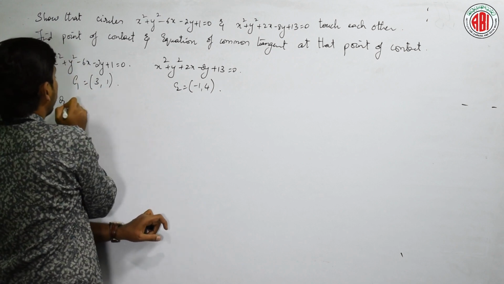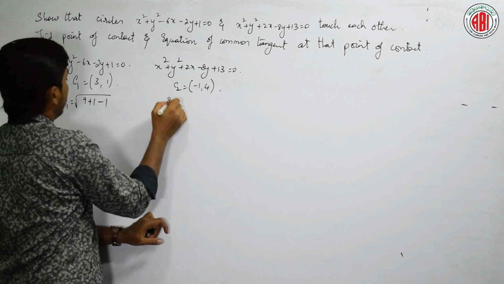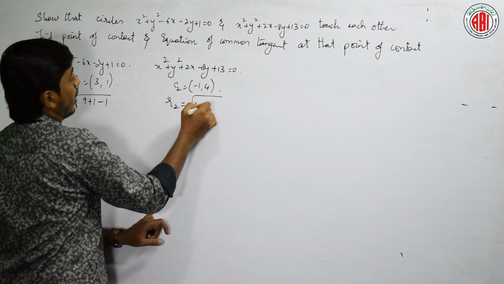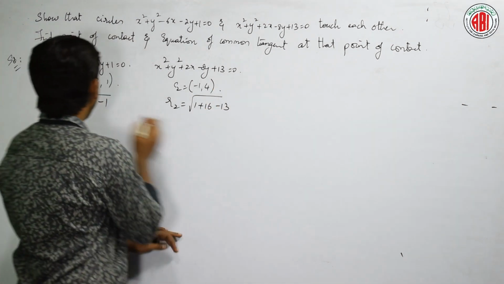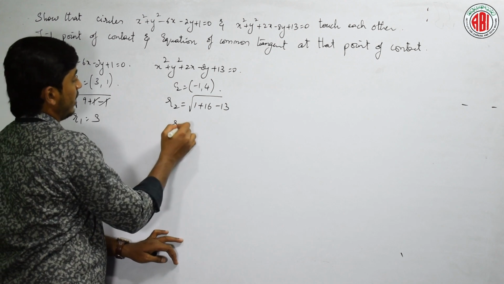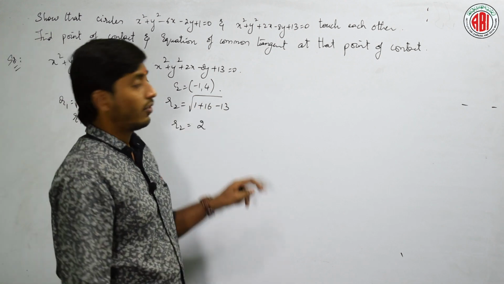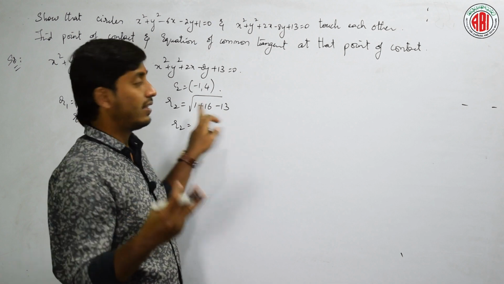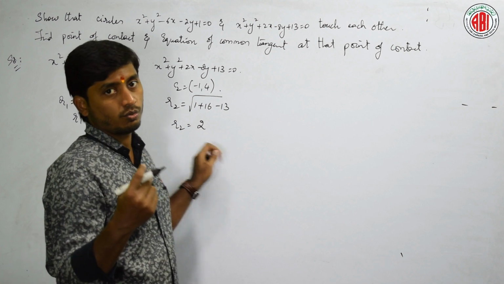And next R1 is under root 9 plus 1 minus 1, and here R2 is under root 1 plus 16 minus 13, clear. So what do we get as R1? 1 will get cancelled, R1 is 3, R2 is 2. Why? 16 minus 13 is 3, 3 plus 1 is 4, square root of 4 is 2, okay.